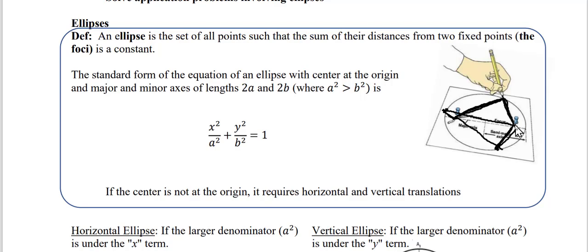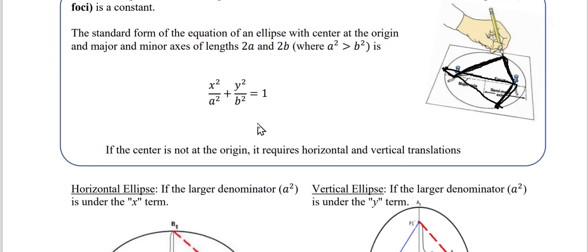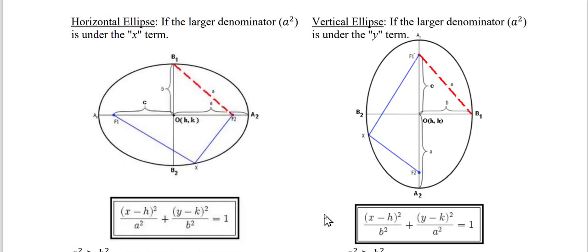And algebraically, we write this equation in this form. Standard form of the equation of an ellipse with center at the origin, major and minor axes of length 2a and 2b, a squared is greater than b squared, is this: x squared over a squared plus y squared over b squared is 1. If the center is not at the origin, we're going to require some horizontal and vertical translations. Let's see here what we're talking about.